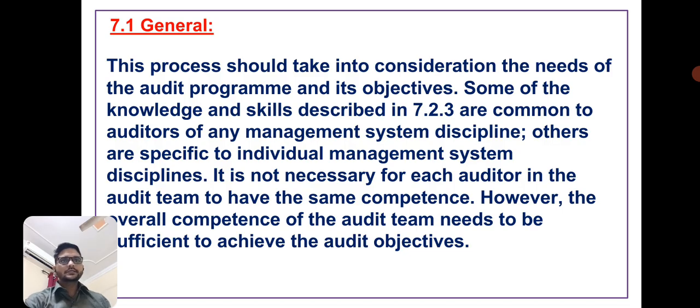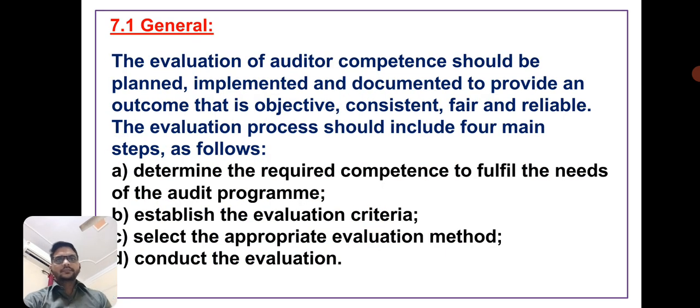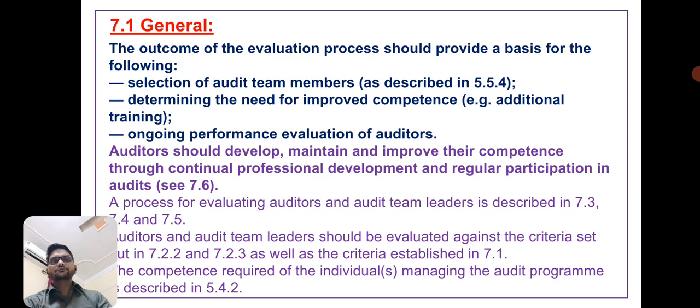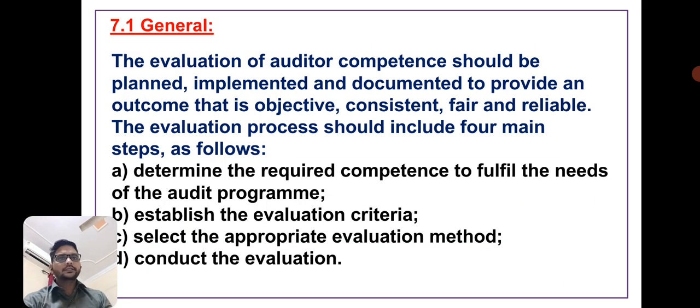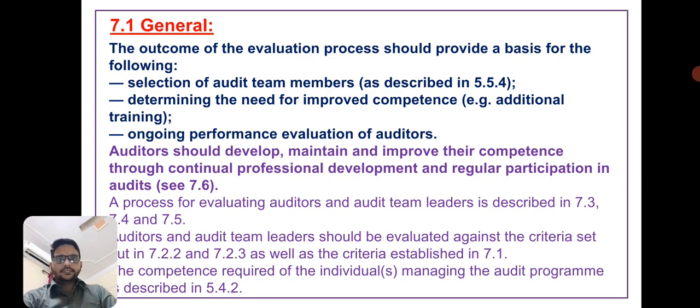The knowledge and skill described in 7.2.3 are common to auditors of any management system disciplines. The evaluation process should include the main steps: determining the required competency to fulfill the audit program, establishing the evaluation criteria, selecting the appropriate evaluation method, and conducting the evaluation. Next, the outcome of the evaluation process should be considered for the following: selecting audit team members, determining the need for improved competency, and ongoing performance evaluation of auditors.